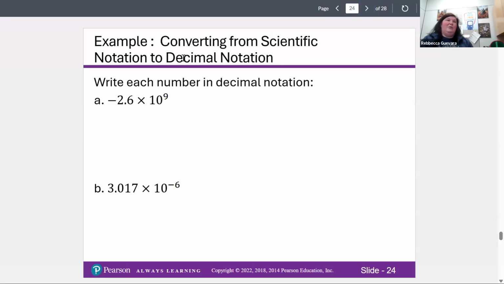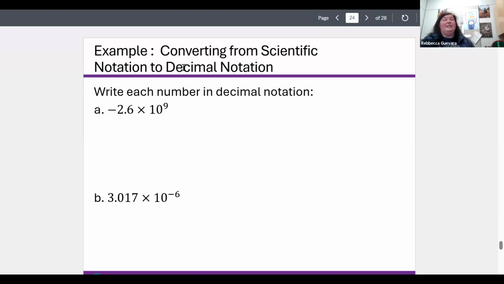We want to convert into scientific notation. So write each number in decimal notation. We're going to convert. So if I'm in this notation and I want to go back to decimal notation, I have a negative 2.6. And what I want is, I want to times it 10 to the 9th. 2, 3, 4, 5, 6, 7, 8, 9. This 10 to the power of 9 means I have 1 followed by 9 zeros, so I'm multiplying it by a billion.